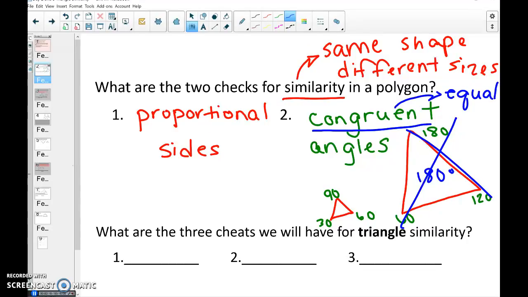So if I double or triple the size of the triangle, it's not going to go from 30 to 60, it's going to stay 30. It's not going to go from 60 to 120, it's going to stay 60. And then still 90, so that it still adds up to 180.